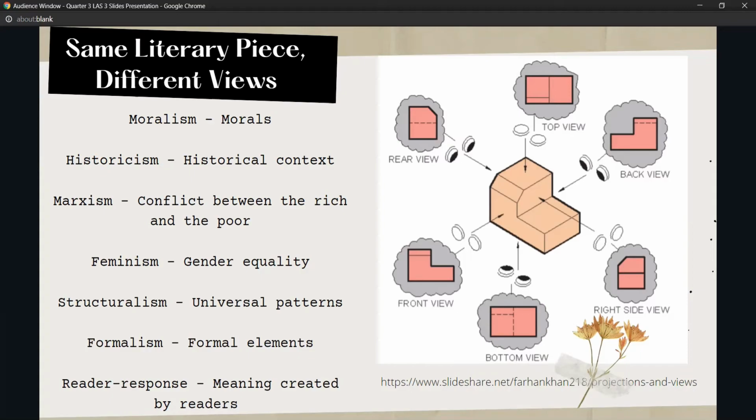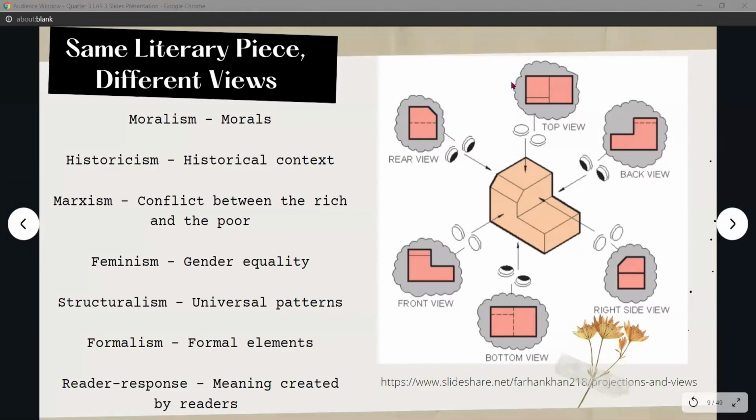I'm going to give you a rundown of what these literary approaches are going to focus on. For moralism, it focuses on morals. Historicism, on historical context. Marxism, conflict between the rich and the poor. Feminism, gender equality. Structuralism, universal patterns. Formalism, formal elements. And last but not least, reader response, meaning created by readers.